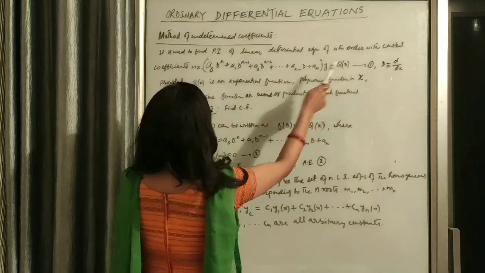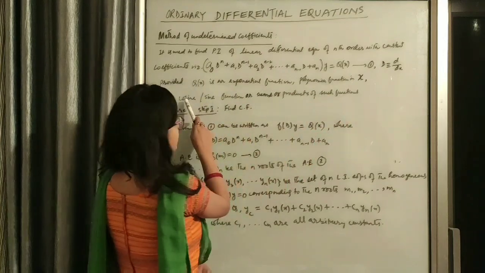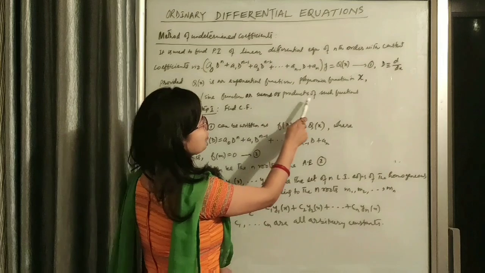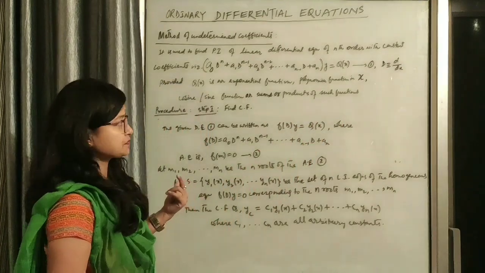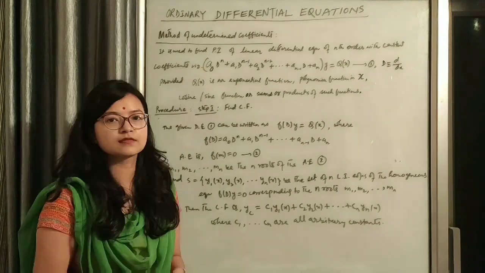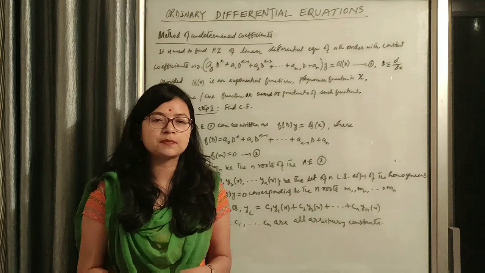and the right hand side function Q(x) can be an exponential function, polynomial function in x, cosine or sine function, or sums or products of such functions. Next, the procedure to find the PI. Now, step by step, I will explain the process to evaluate the particular integral.